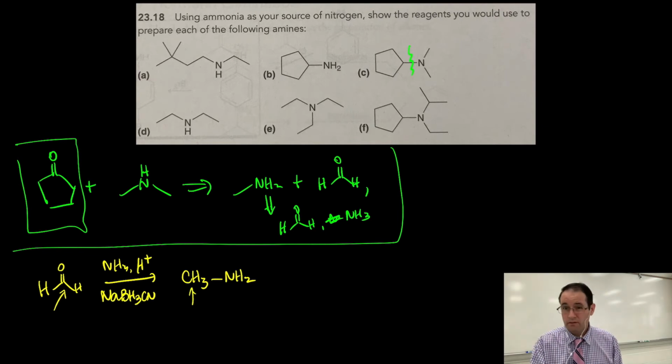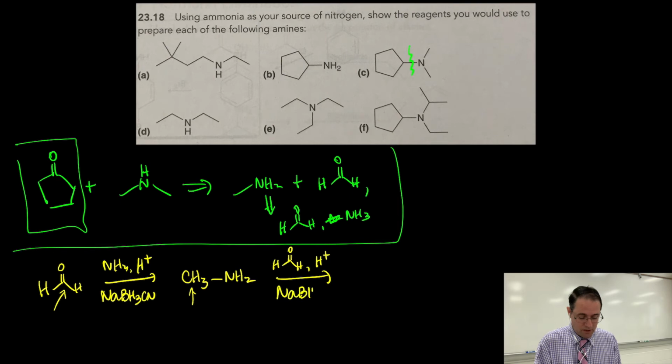It looks weird when you see it the first time, but then you get more familiar with it and it kind of begins to click. We want to do this reaction again, so let's add formaldehyde again. H+, NaBH3CN, and this is how we make dimethylamine.